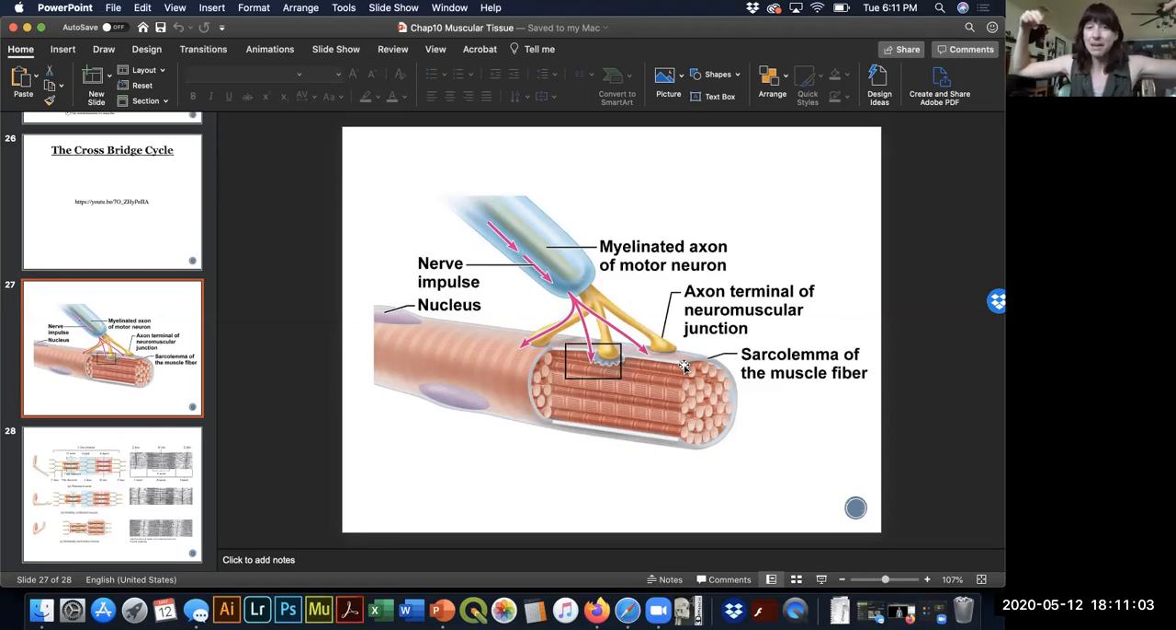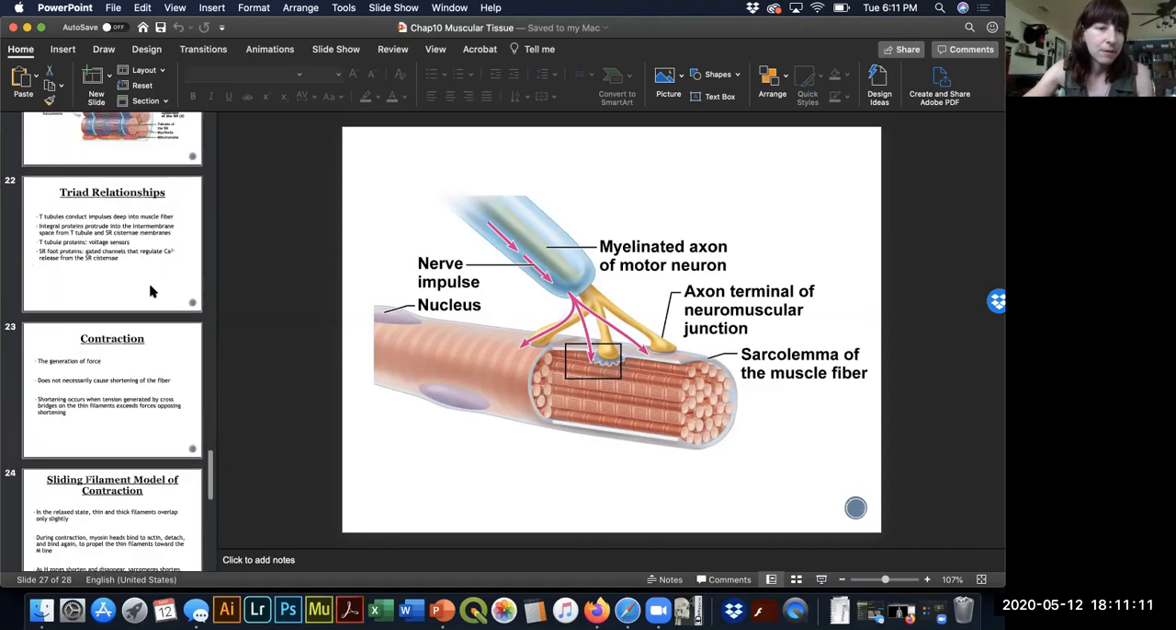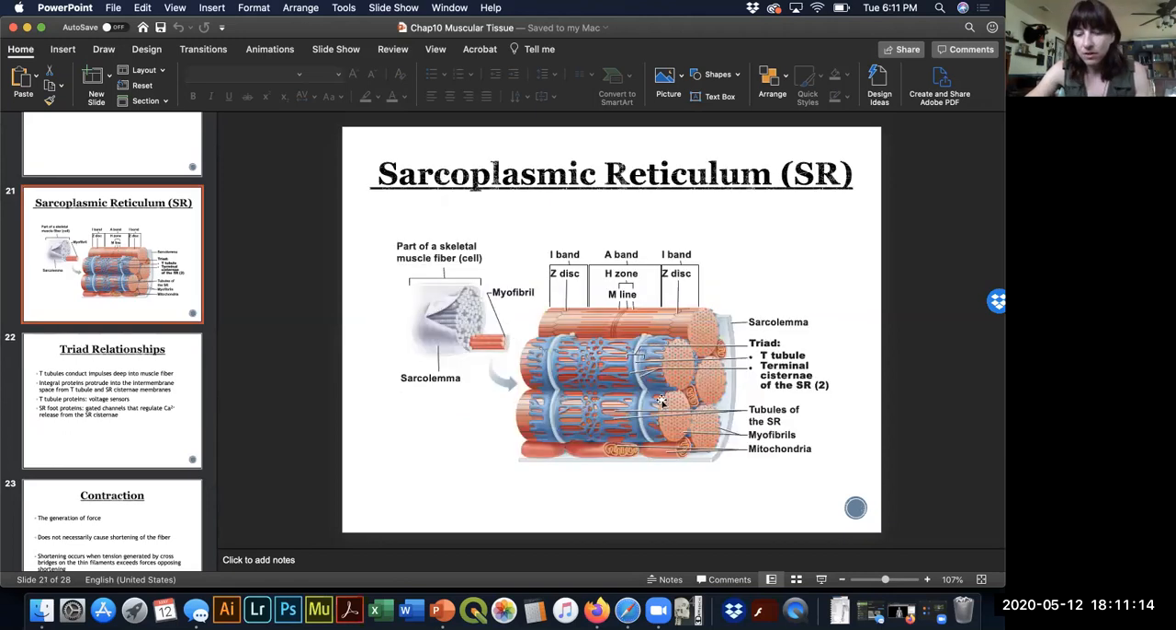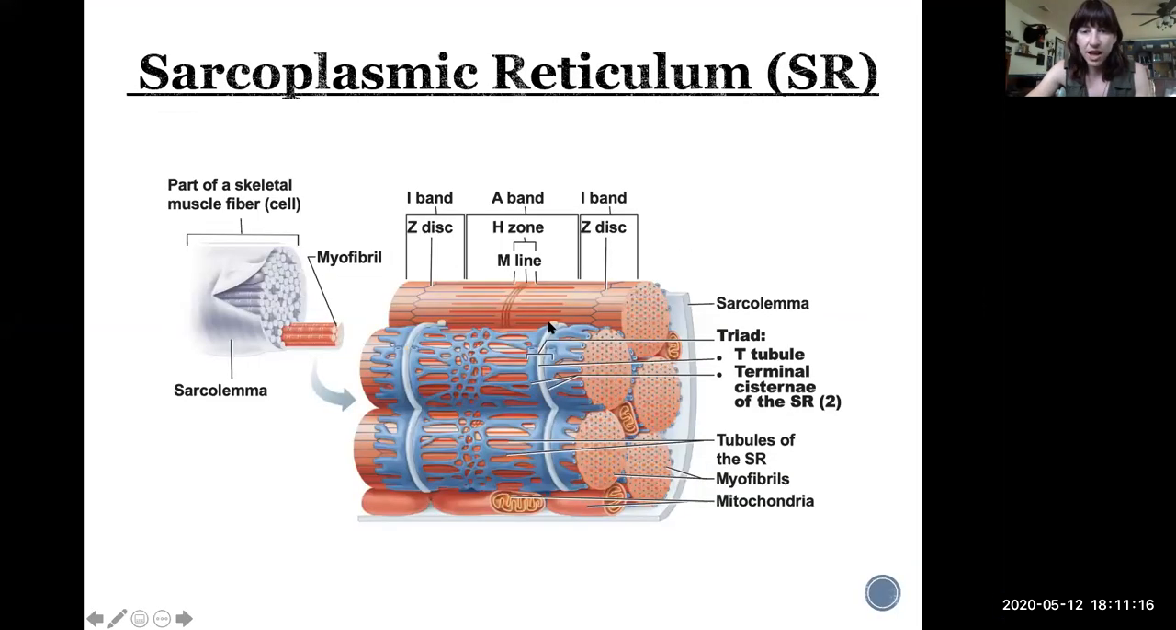And at the same time, it dives down into the T-tubules, which are continuous with the sarcolemma. And those T-tubules go right up next to these terminal cisternae of the sarcoplasmic reticulum. And as that signal is going by, it opens these gated channels in the SR, sarcoplasmic reticulum, which basically lets the calcium escape down into and in between every single myofibril to reach every single sarcomere. And then from there, the calcium binds to troponin.